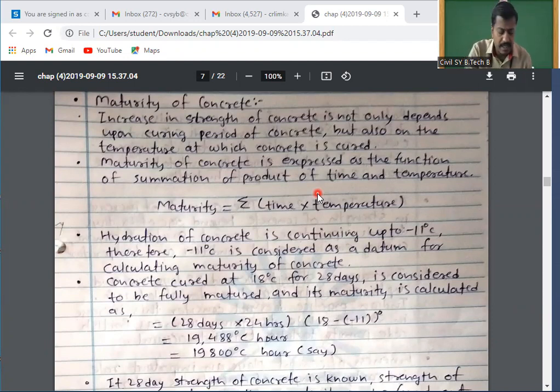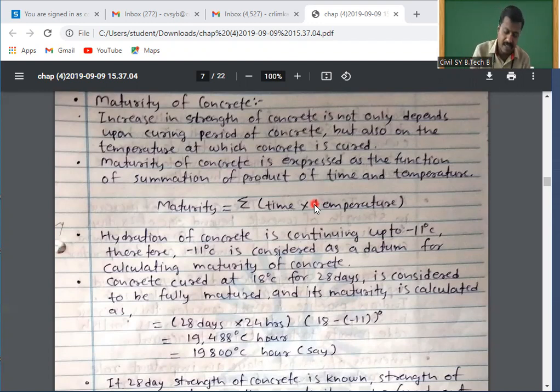Okay, so the increase in the strength, as has been mentioned, not only depends upon the curing period, but it also depends upon the temperature at which your concrete structure gets cured. So that is why you must be familiar with this maturity concept. Another important piece of information regarding this: the hydration of the concrete continues up to minus 11 degrees centigrade.